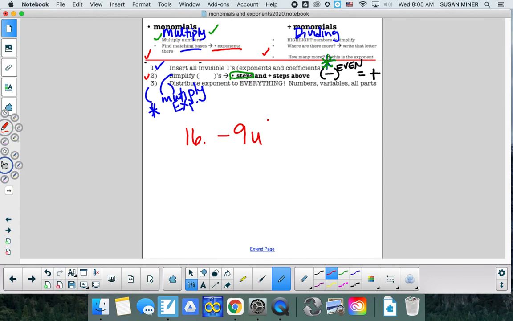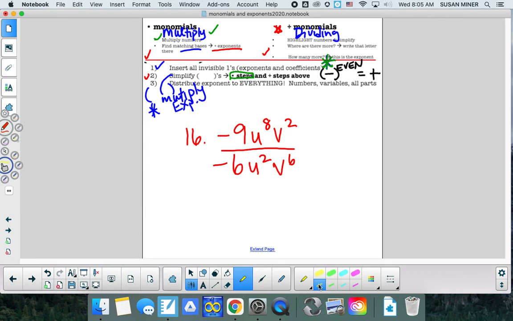U to the 8th, v squared, and then that's going to be over -6 u squared, v to the 6th. Okay, so I want to use my division rules up here. And so I'm just going to kind of go down my checklist. And the very first thing on my checklist says to highlight my plain numbers and simplify. I have a -9 and a -6.